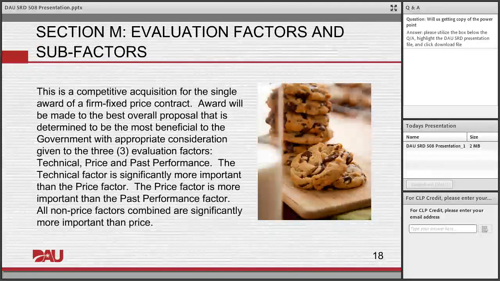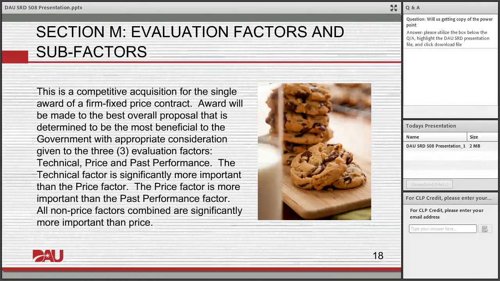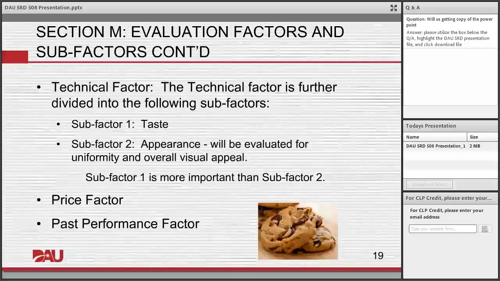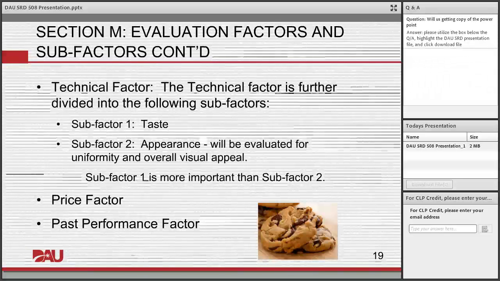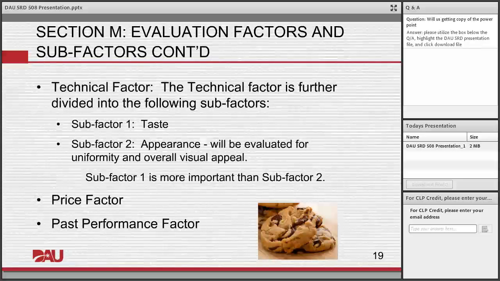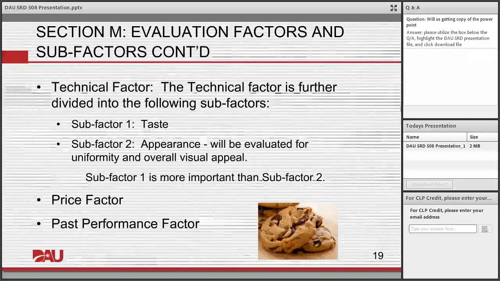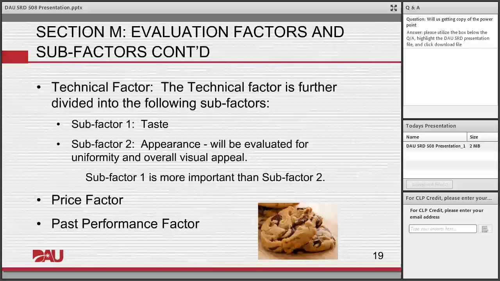Now let's go into our source selection on our chocolate chip cookie, and how did we instruct the offerors for Section L. So back to our Section M, we had the technical factor, we had the price factor, and we had the past performance factor. Within the technical factor, we have two sub-factors. One is taste, and the other is appearance. And we tell them the appearance factor is evaluated for uniformity and overall visual appeal. What we're saying is basically don't send us a burned cookie, right? Although somebody might like a burned cookie, and that may be perfect. But typically what's important to us is taste and appearance.